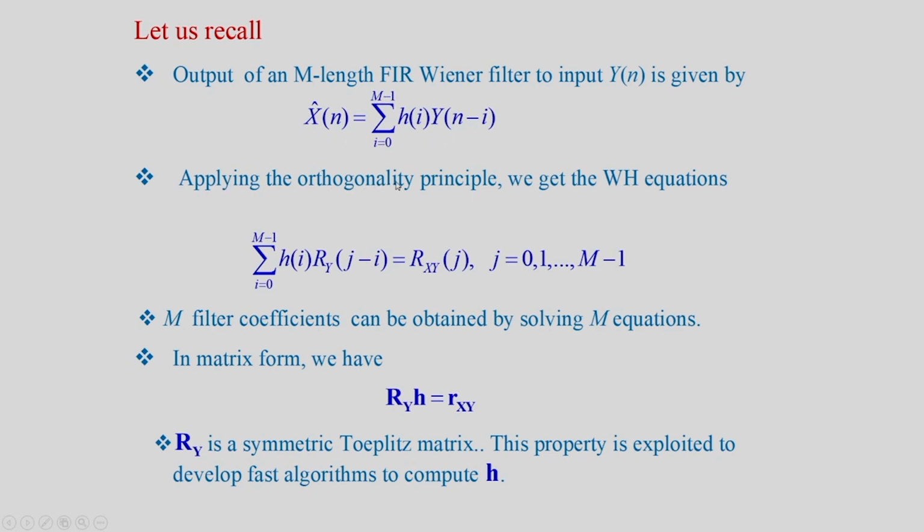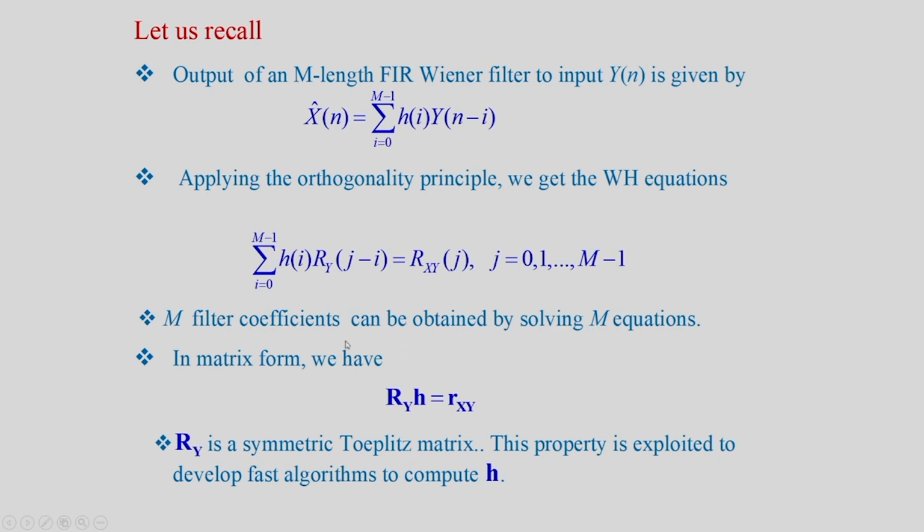Applying the orthogonality principle, we get the Wiener-Hopf equations, given by this relationship: summation h[i] r_y[j minus i], i going from 0 to M minus 1, equals r_xy[j]. These are the Wiener-Hopf equations for j equal to 0, 1, etc. up to M minus 1. There are M equations, therefore M filter coefficients can be obtained by solving these M equations.